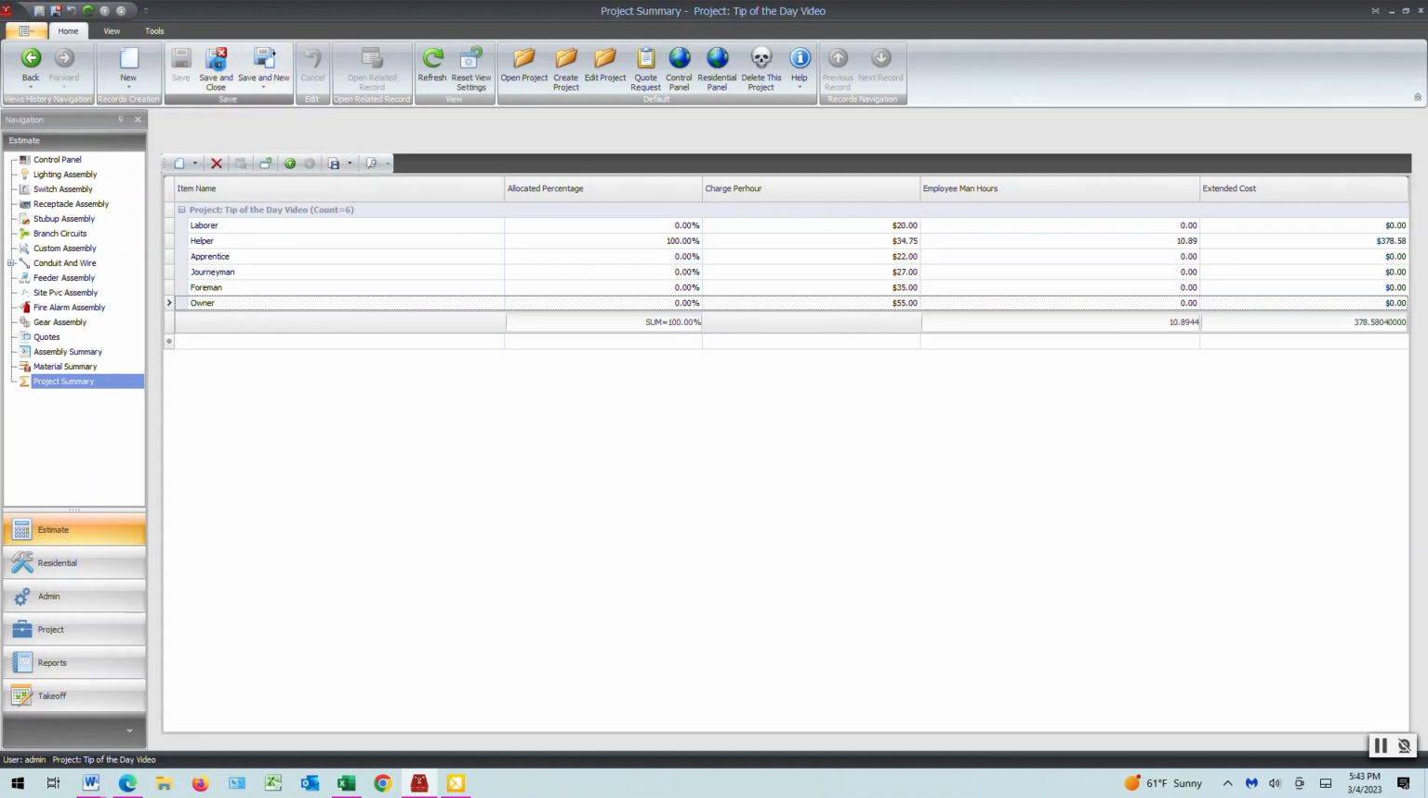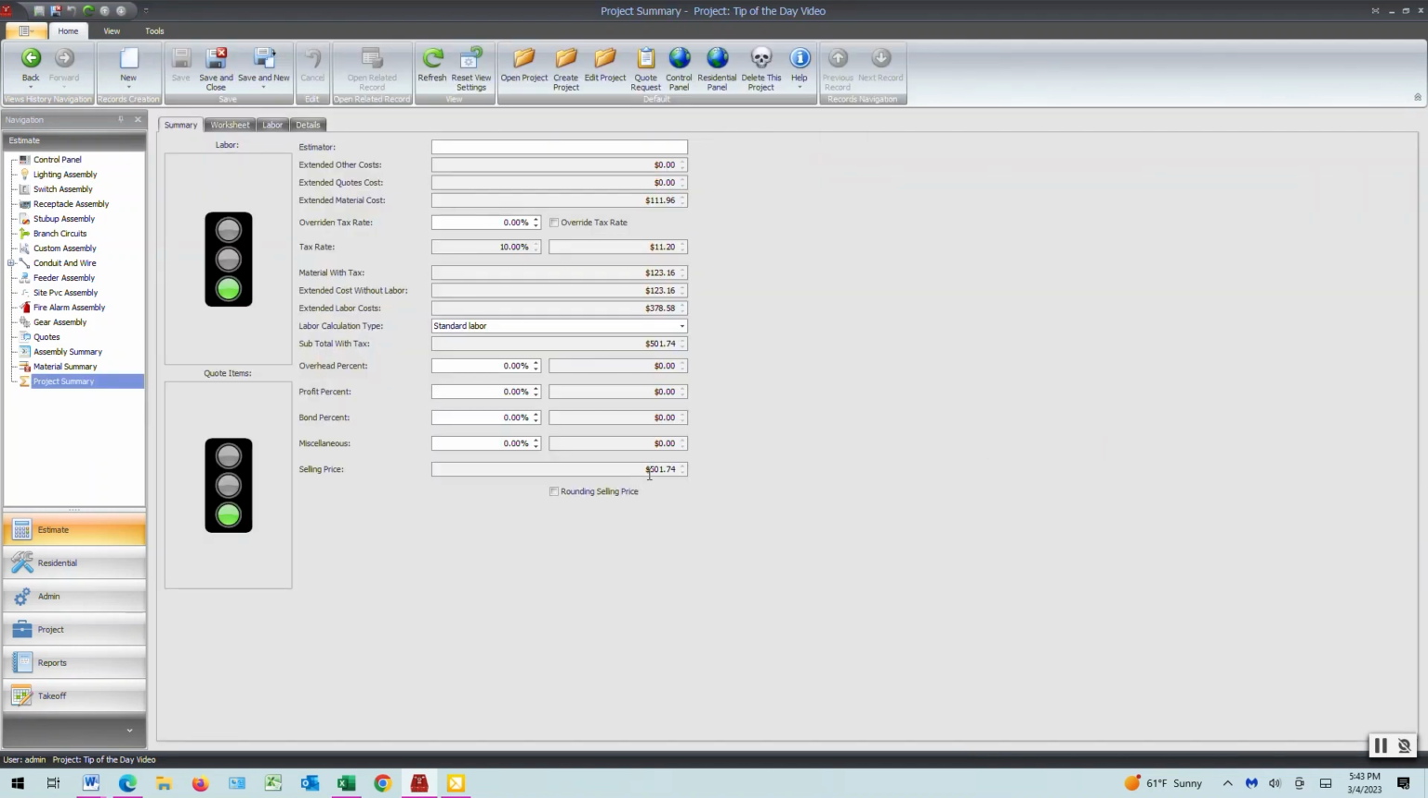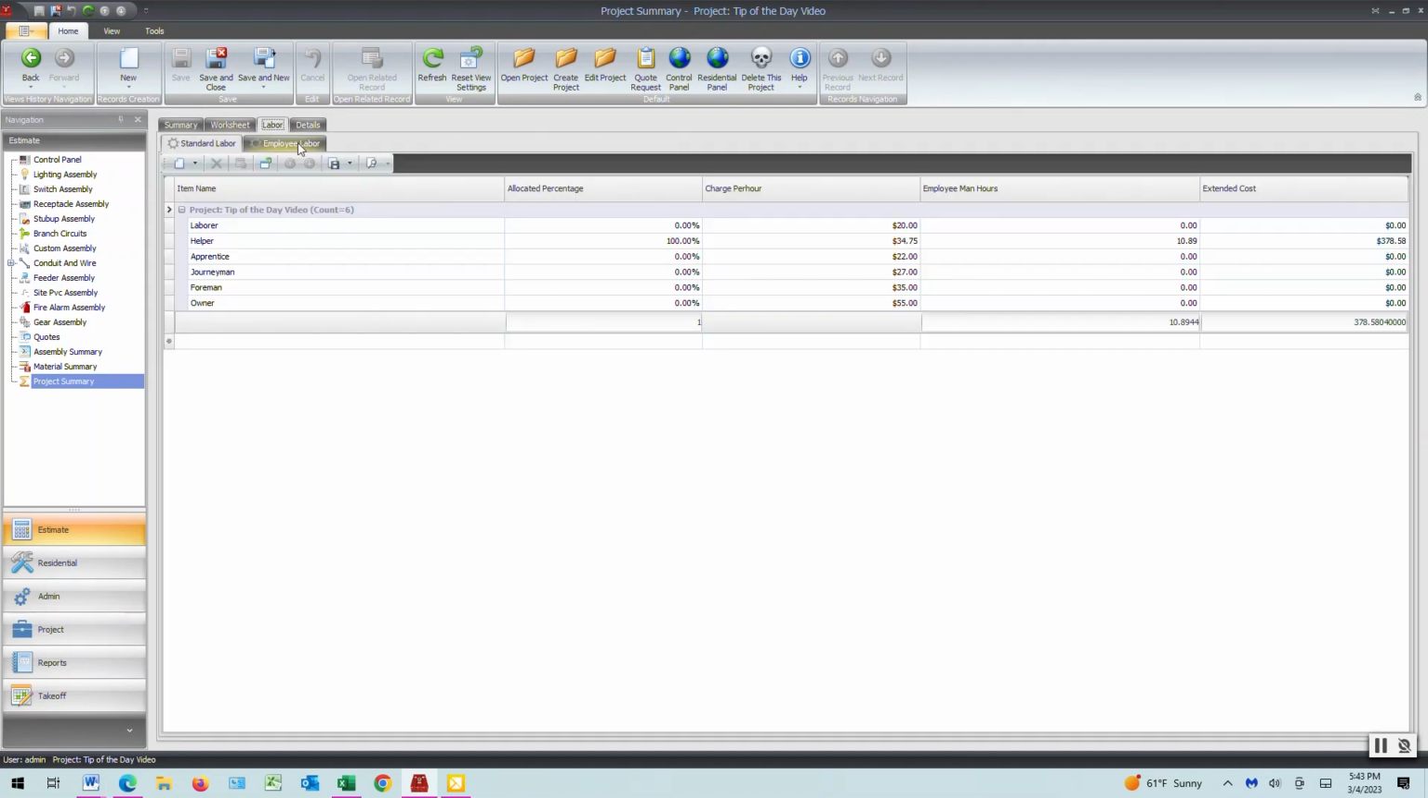I'm going to hit save and close, and we'll go to the summary, and we have the exact same price, $501.74. We accomplished that with just using 1 rate of pay, the composite rate.